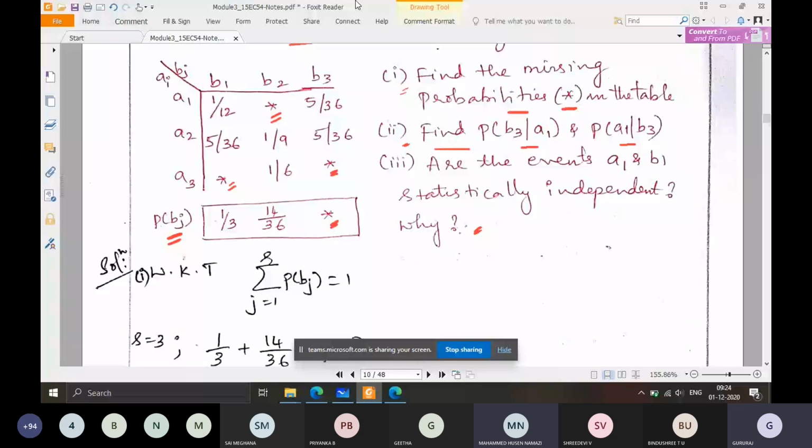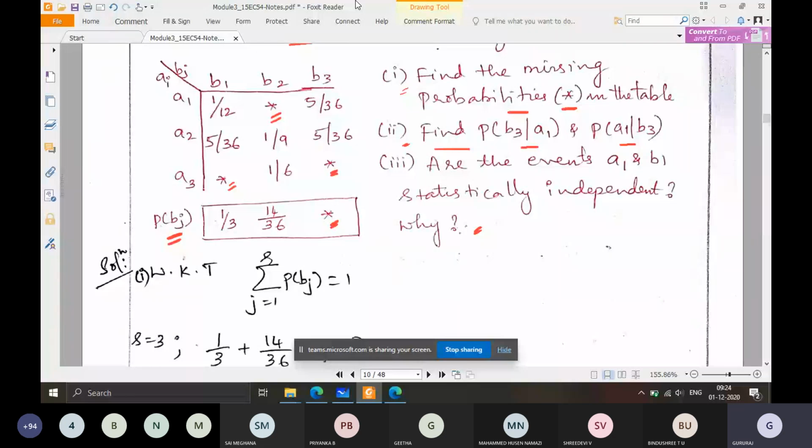See, such type of problems will be asked for 6 to 8 marks, and they will be solvable only if you remember the properties. If you don't remember the properties, then you can't do anything. That is why I'm stressing: remember the properties of the JPM, remember the formulas, and also remember the property of the channel matrix. Can anyone tell me the property of channel matrix?